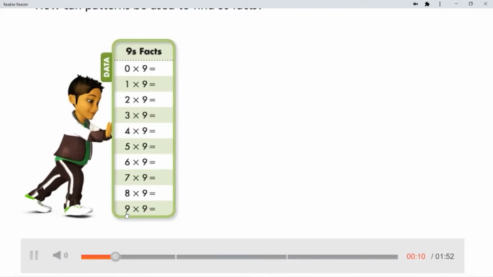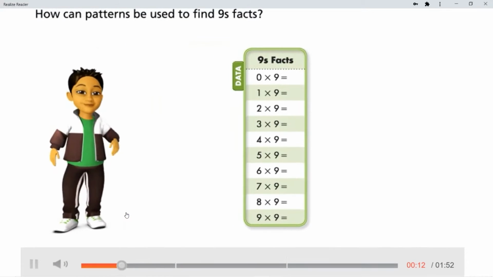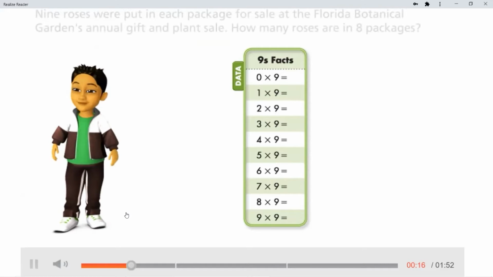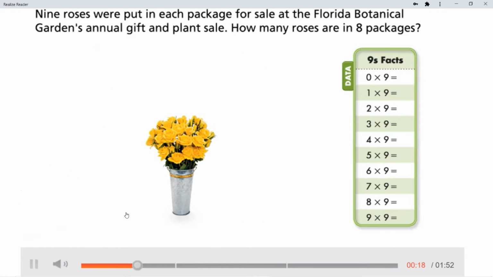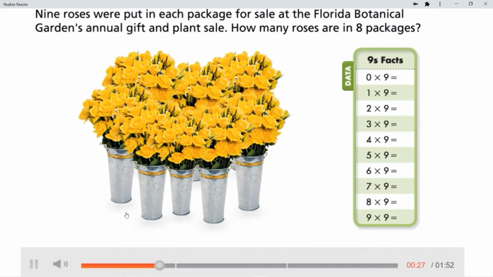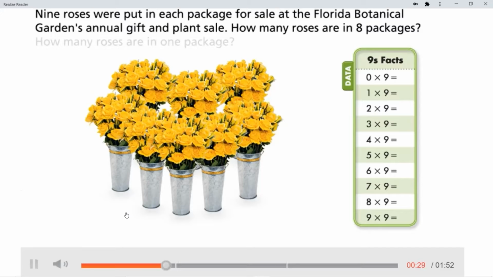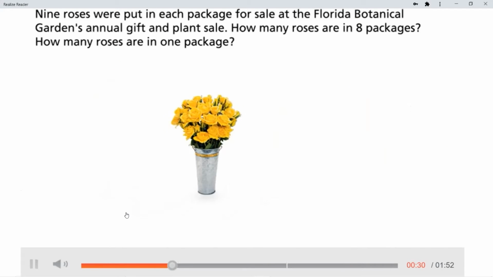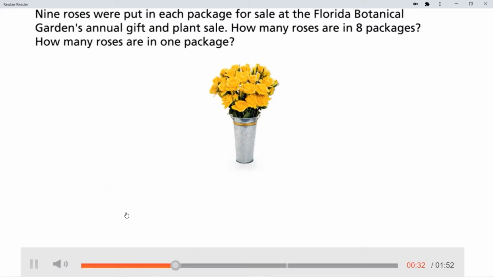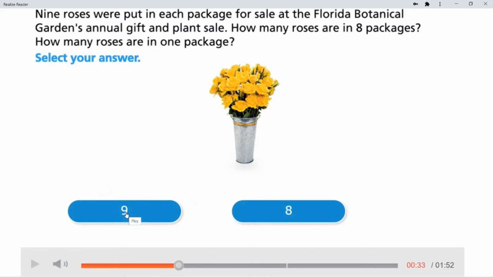How can patterns be used to find nines facts? Nine roses were put in each package for sale at the Florida Botanical Gardens annual gift and plant sale. How many roses are in 8 packages? How many roses are in one package? Select your answer.